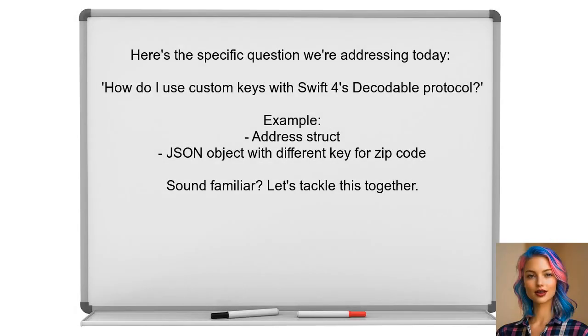Here's the specific question we're addressing today. One user asked, "How do I use custom keys with Swift 4's Decodable protocol?" They provided an example with an Address struct and a JSON object that has a different key for zip code. Sound familiar? Let's tackle this together.